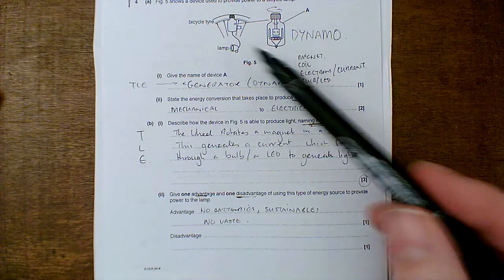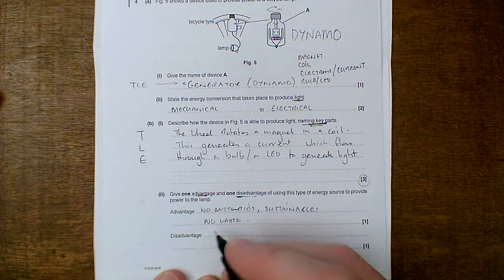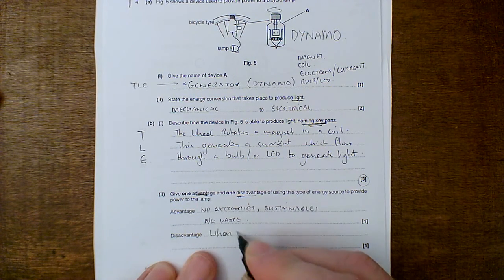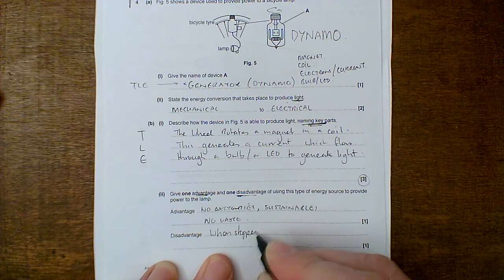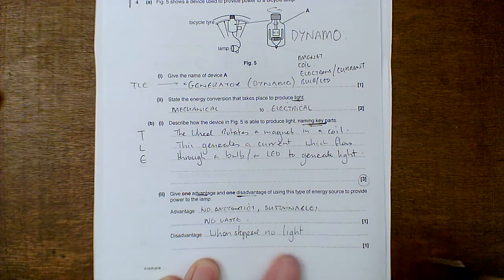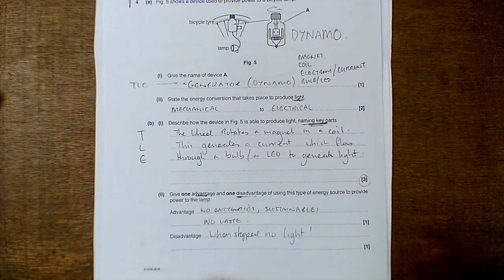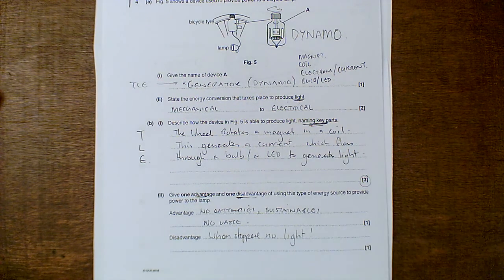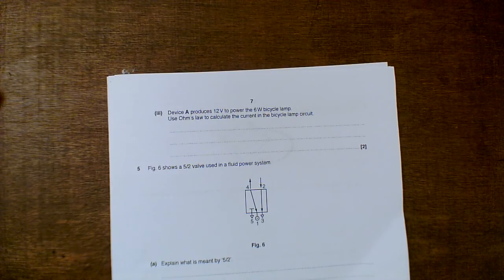Disadvantage. You're only having power when you're pedalling; when you're stopped, there's no light. That's a real disadvantage.